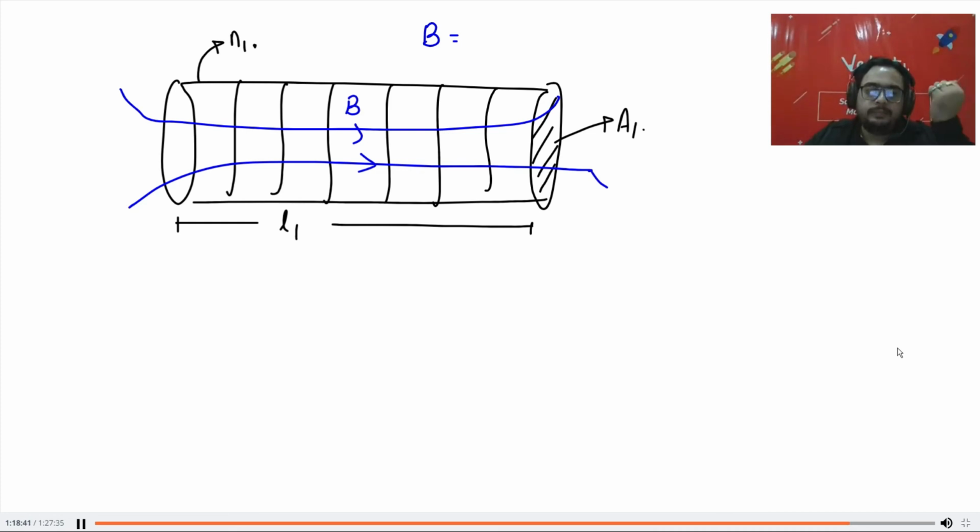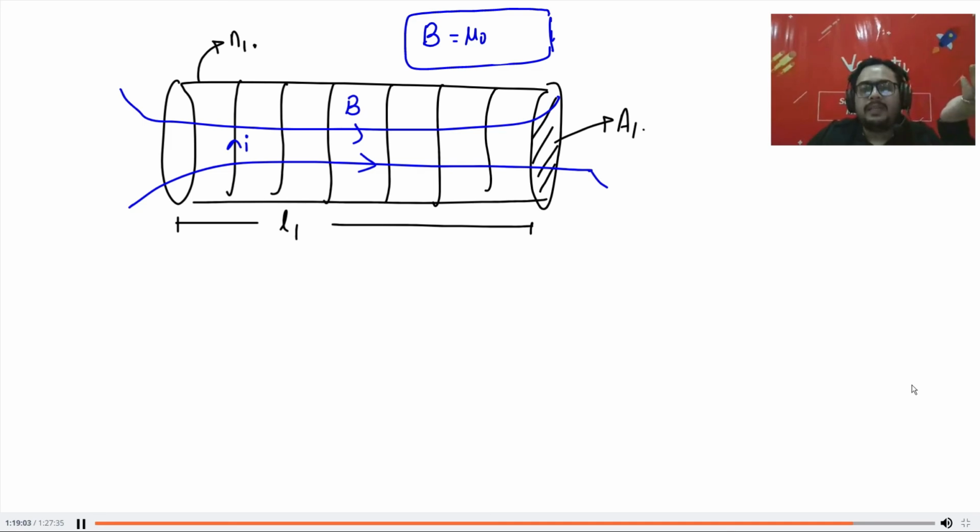Okay. Mu naught N1, if I current is flowing in it, this will be the value of magnetic field in it. Is that clear? Mu naught N1 I.